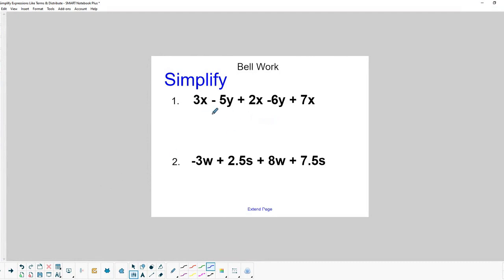So first of all, we've got just a couple of simplified questions that were the ones that we've just finished learning how to do, and we're going to review a couple more before we add a new level of complexity today. So as I look through my list, I've got x terms: 3x, 2x, 7x. They're all positive. So if I combine them, 3 plus 2 is 5, and 5 plus 7 would be 12x.